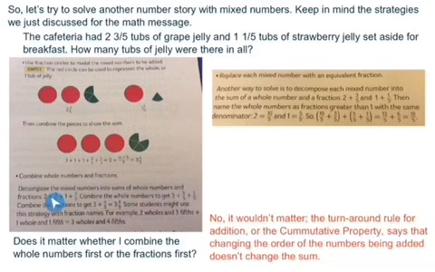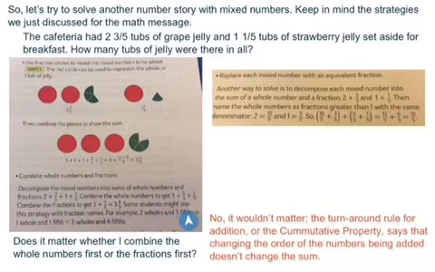I could combine whole numbers and fractions by decomposing the mixed numbers into sums of whole numbers and fractions. So that's what you see here. I can combine the whole numbers to get 2 plus 1 is 3, and 3/5 plus 1/5. I know how to add those because they have common denominators. So that gives me 4/5. Put it together, 3 4/5. Okay?